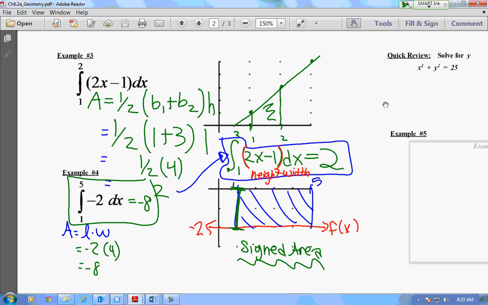Okay. Over to the right side. What type of function is x squared plus y squared equals 25? It's a what? Circle. Is a circle actually even a function? Because I just called it a function. No, it's not. Can I erase this? I see people still writing.